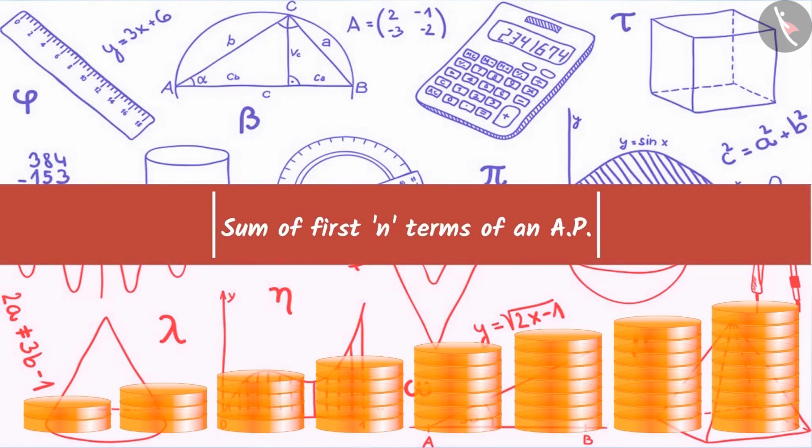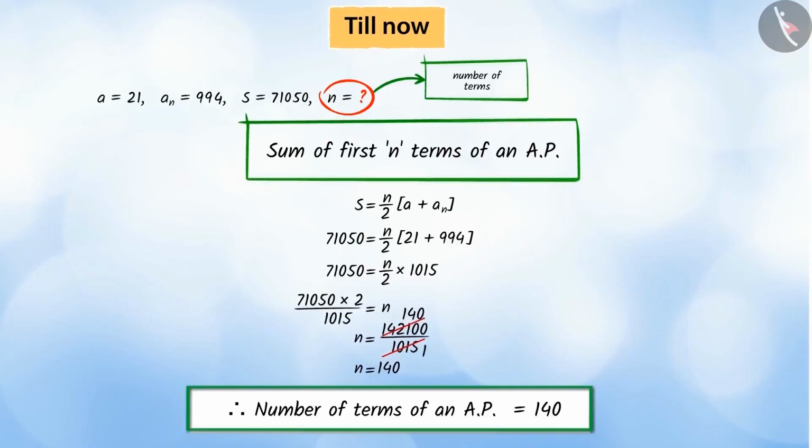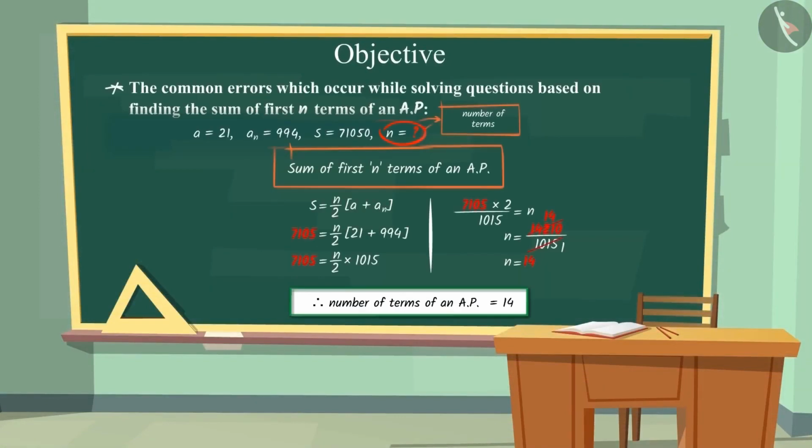Welcome to this video. In the previous video, we saw some interesting examples based on the sum of the first n terms of an arithmetic progression. In this video, we will see what the common mistakes are that can occur while solving these types of questions.